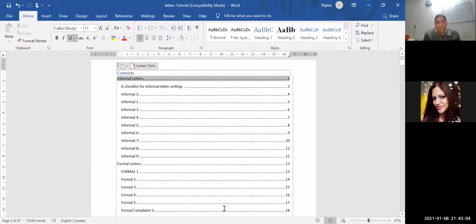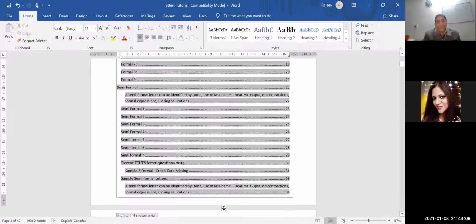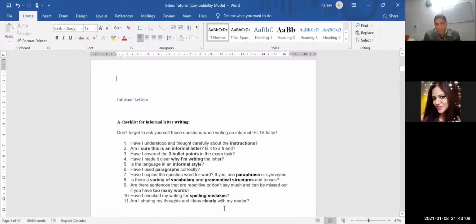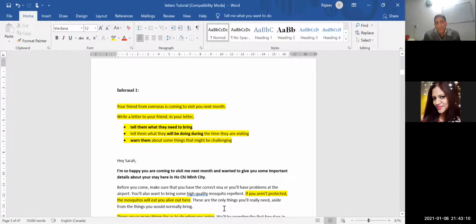The second type of letter is informal, which you write to your friends and family members, right? And here there is a list of informal letters which you can write. The tone is supposed to be very friendly and direct here. You are not supposed to be very formal. Use informal language, the way you write to your friends.